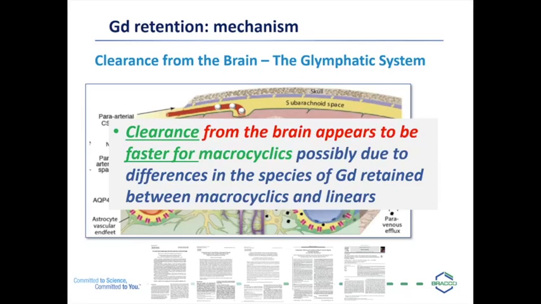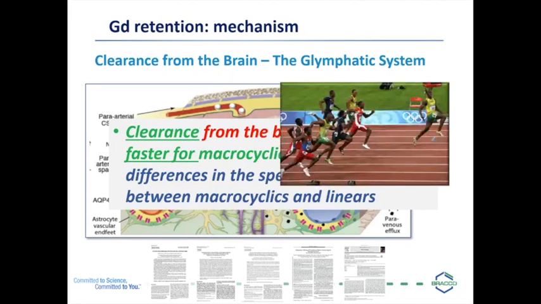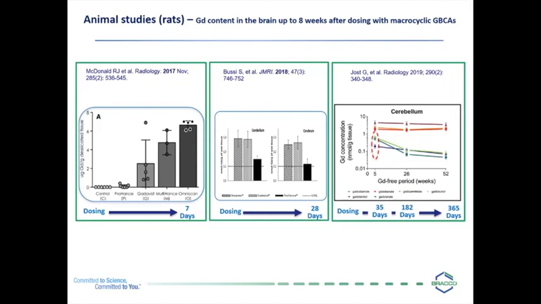The clearance of gadolinium from the brain appears to be faster for macrocyclics, possibly due to differences in the species of gadolinium retained between macrocyclics and linears. However, it may not be the same for all macrocyclic GBCAs, especially in the early phases, as I'm going to show you in the next couple of slides. As reported in many publications, there is a strong trend to assume that all linear agents are similar to each other and should be treated as a single class, and that all macrocyclic agents should be treated as if their rates of gadolinium retention were effectively the same.